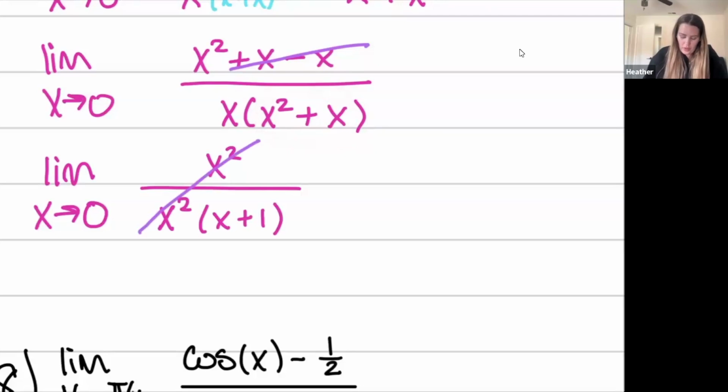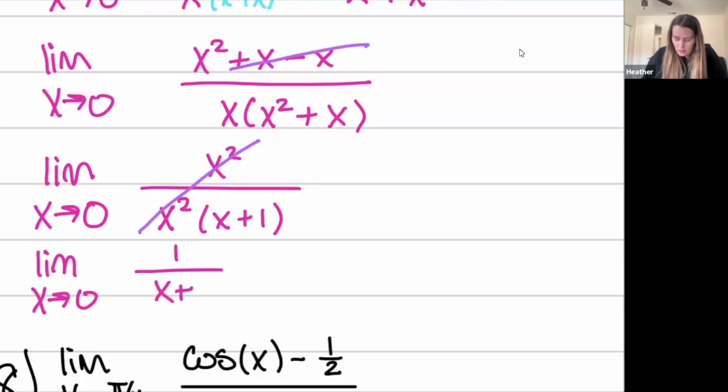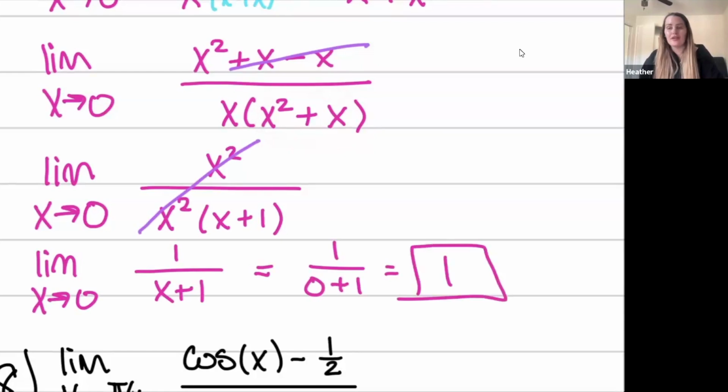All right, and what are we left with? Once again, no space. Limit as x approaches 0 of 1 over x plus 1. Again, now I'm ready. All that work just to be able to do direct substitution. So now I can plug in that 0. I get 1 over 0 plus 1, which is 1 over 1, which is just 1. Wow, survived another one.